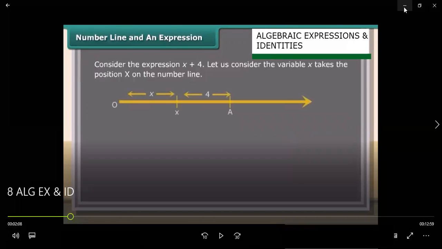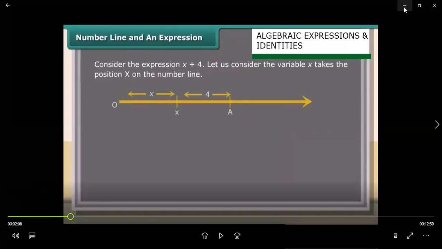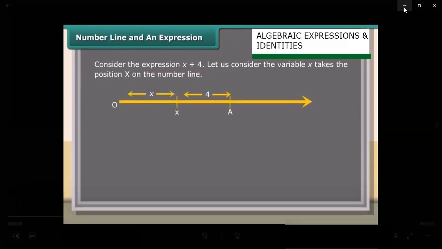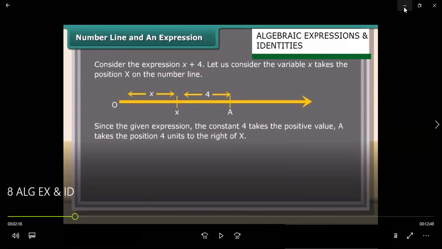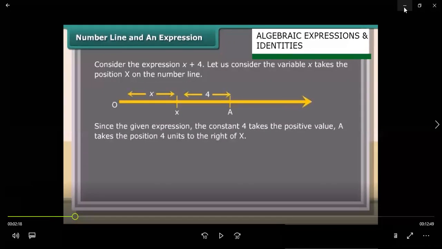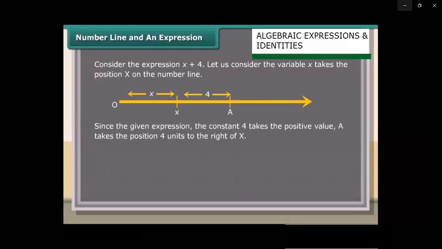Next we have a number line and an expression. Let's try to understand the relation between a number line and an expression. Consider the expression x plus 4, and let us take the variable x at the position capital X on the number line. Since in the given expression the constant 4 takes the positive value, A takes the position 4 units to the right of X.